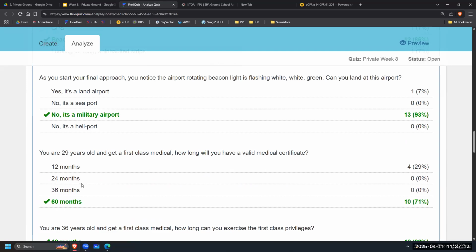You are 29 years old and get a first class medical. How long will you have a valid medical certificate? Yeah. How long is it good for as a first? Well, how long is it good for as a second if you get the first? No. How much? Goes right to 3. It goes straight to 3, yeah. So 12 calendar months plus 0 plus 48 equals 60 calendar months.